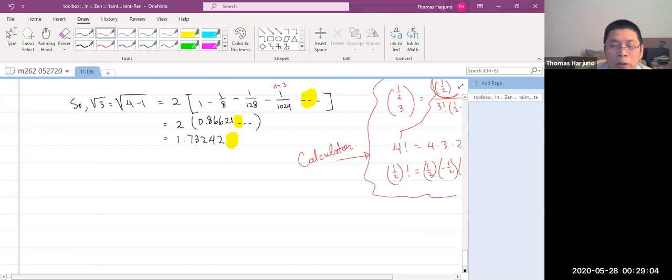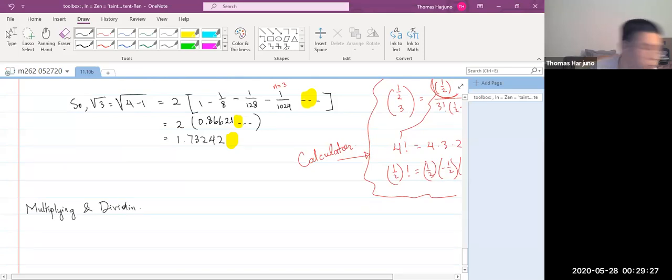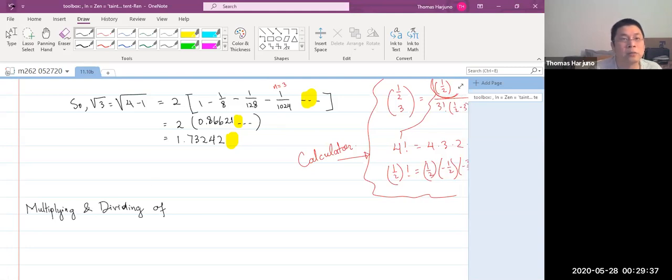Now another topic that I would like to do here, which is actually a smaller topic compared to the binomial, is about multiplying and dividing Maclaurin series, multiplying and dividing of power series.